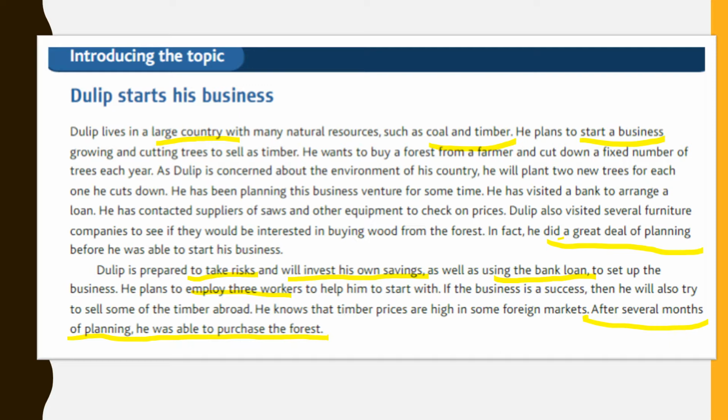Reading about Dulip, you would have noticed I have highlighted a few areas. In fact, there are more areas that I could highlight, but just to emphasize being self-employed versus employed and the differences, you would see that if you were choosing to start your own business, similar to how Dulip is planning to do, there are various things you need to consider, and all of it involves planning. For example, he needs to check how he's going to get funds, so he has to go to the bank to arrange a loan. He has to check with vendors or suppliers before he could even purchase the forest, because he needs to know how much it would cost him to buy saws and other equipment, and these are very heavy, expensive materials.